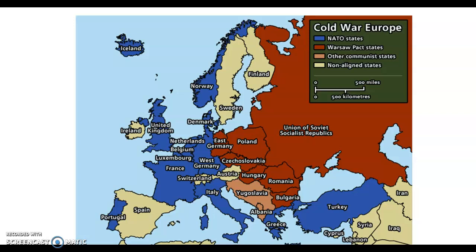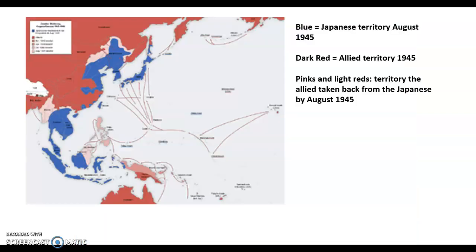So the US already knew that they had a problem with the Soviet Union being very powerful and quite kind of territory hungry. Now, this is the Pacific in August 1945. Everything blue is what territory Japan had left by 1945. Anything dark red was Allied territory, but all the pinks and light reds are territory that the Allies had taken back from the Japanese, territory that basically the US had been fighting very hard all the way across the Pacific to take back.